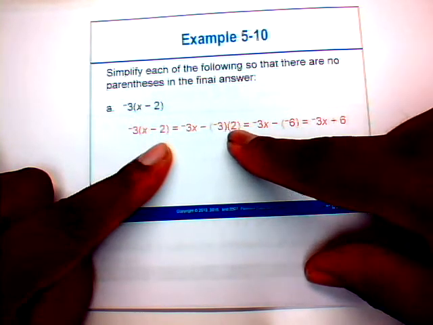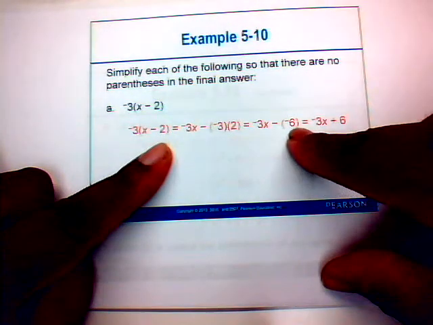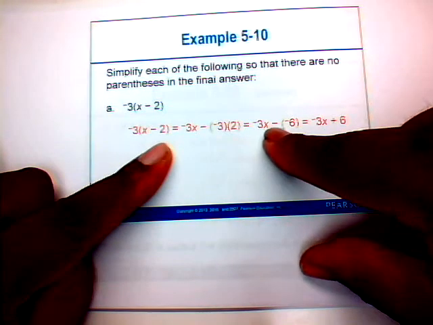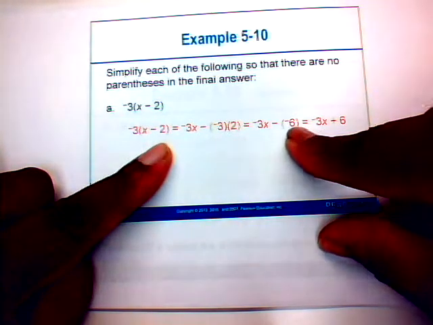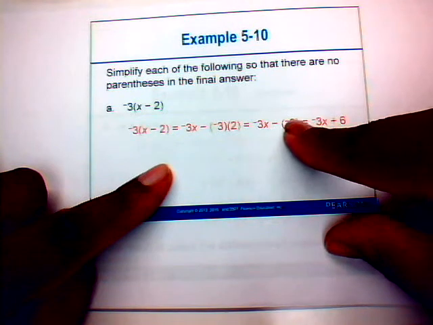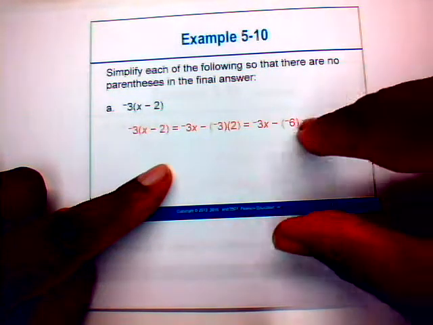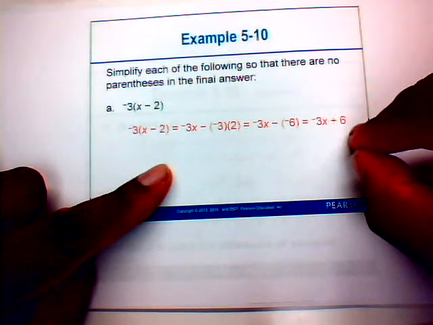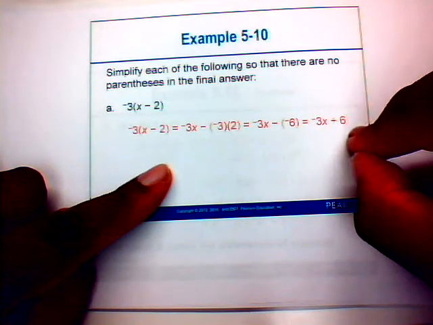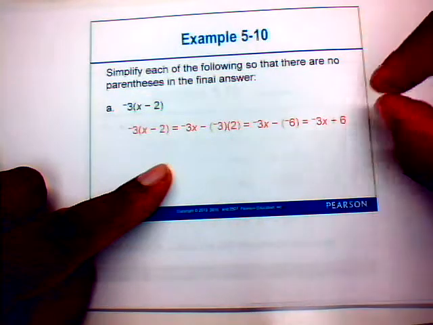Now, if you multiply negative 3 times negative 2, you're going to get negative 6. So now you have negative 3x minus negative 6. And minus a negative is the same as saying plus 6. Subtracting a negative 6 is the same as adding 6. So you'll end up with negative 3x plus 6.